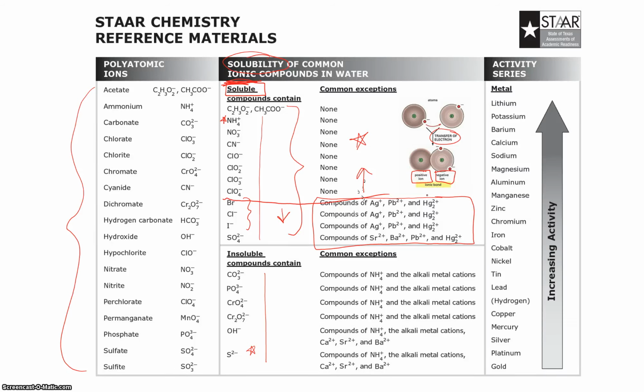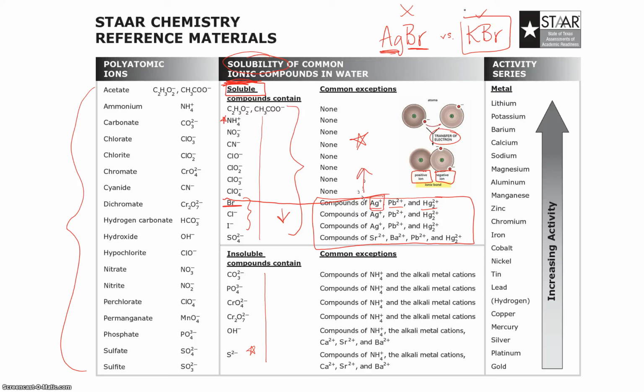All right, so for instance, AgBr, silver bromide, would not be soluble because it's an exception. Usually bromine is soluble, as it states here, but since it's in a compound with silver, it makes it insoluble. If we had bromine with potassium, so potassium bromide, then it would be soluble, since potassium is not any of these. So potassium bromide would dissolve in water, silver bromide would not.